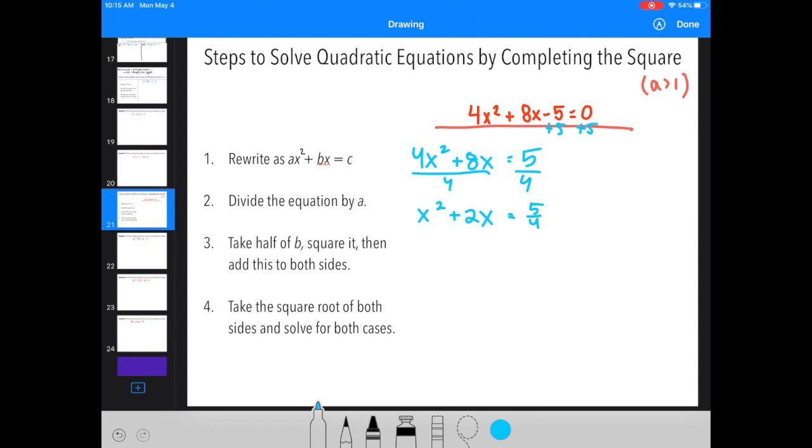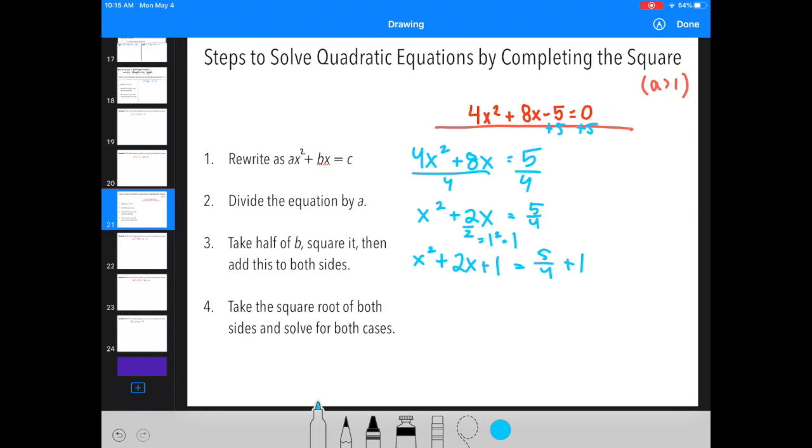Now I'm going to complete my method to complete the square. So looking at my b value, I take 2 divided by 2, which gives me 1. 1 squared is 1. So to factor it, I'm going to add 1 to each side. So I'll have x squared plus 2x plus 1 is equal to 5/4 plus 1.